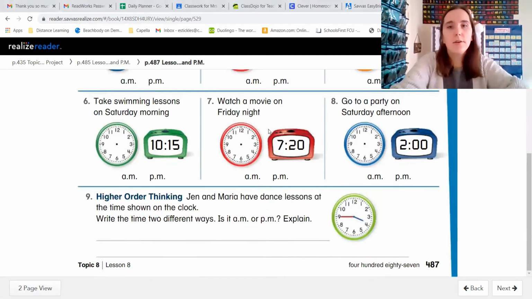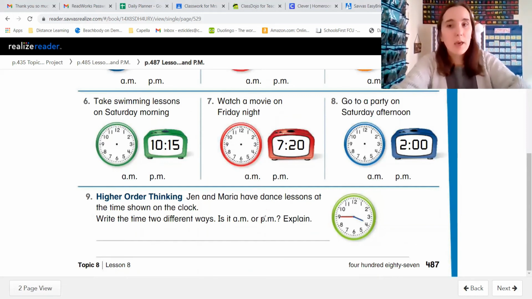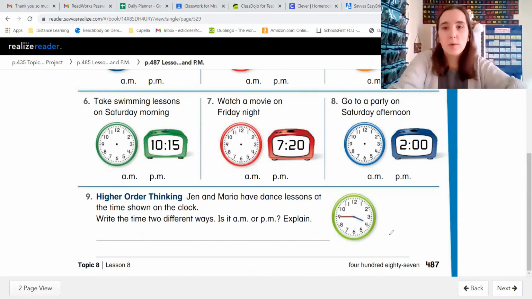Let's do number 9 together. It says, Jen and Maria have dance lessons at the time shown on the clock. Write the time 2 different ways, and then say if it's AM or PM and explain. So let's read what the time is. I'm just going to write my time over here.